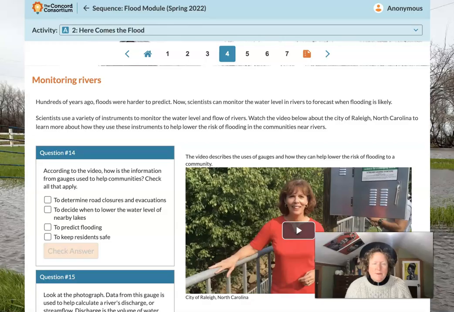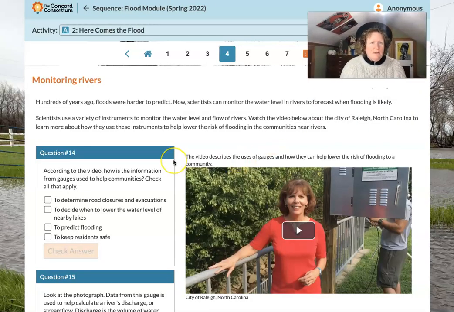All right, let's think about how communities keep us safe. Monitoring rivers: hundreds of years ago, floods were harder to predict. Now scientists can monitor the water level in rivers to forecast when flooding is likely. Scientists use a variety of instruments to monitor the water level and flow of rivers. Watch the video below about the city of Raleigh, North Carolina to learn more about how they use instruments to help lower the risk of flooding in the communities near rivers. Now, Minnesota uses these same kind of instruments in our rivers, especially the Mississippi that we live quite close to.